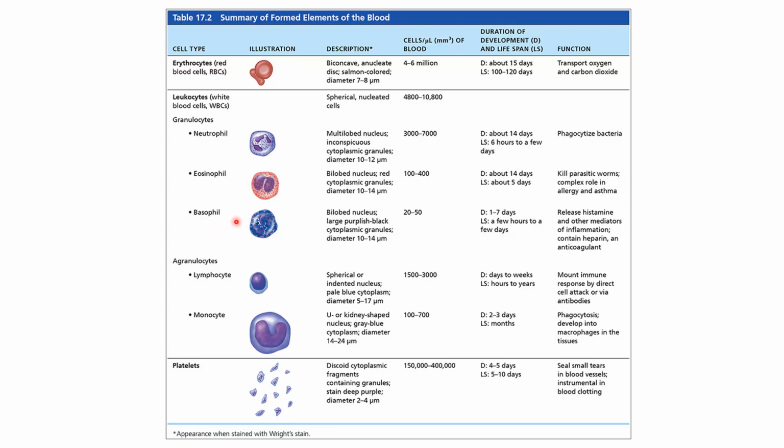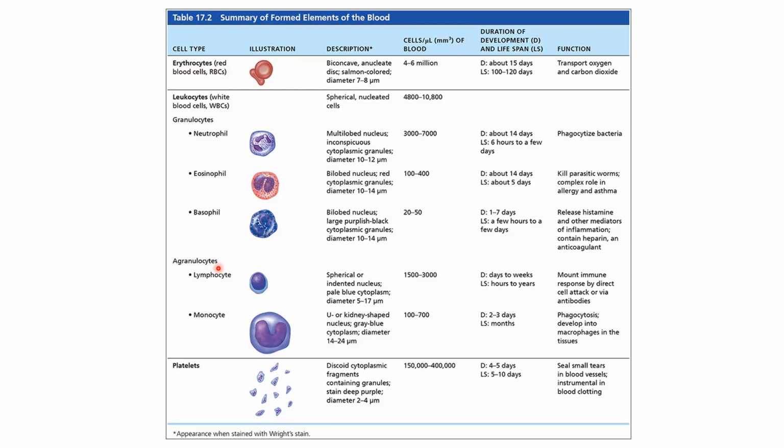Then we have basophil. Basophils have granules that are kind of dark and bluish. That is why the cytoplasm has a bluish coloration, and the nucleus is bilobed. It is not very prominent here because the granules are also dark in color. And what is the primary function? This is important. They release histamine. Histamine is a chemical which is a mediator of inflammation, and they also contain heparin. Heparin is an anticoagulant. Anticoagulant means a substance which prevents the blood from clotting. So these are our three granulocytes.